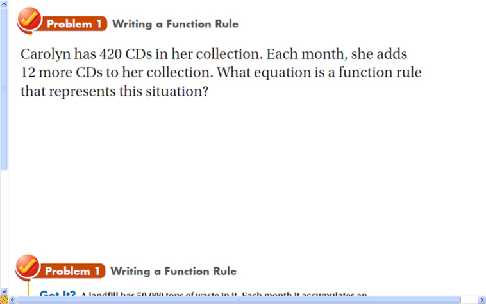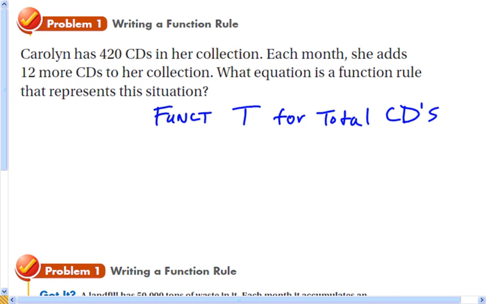All right, we're going to use T for our function for the total CDs. Now, the total CDs are a function of the number of months. So the independent variable is the number of months. The dependent variable is T. And we can think of it this way, the total CDs is 420 plus 12 times the number of months.